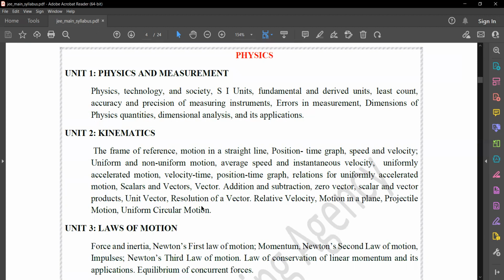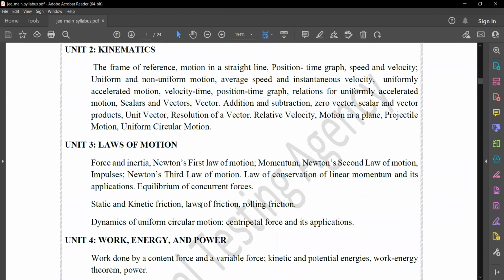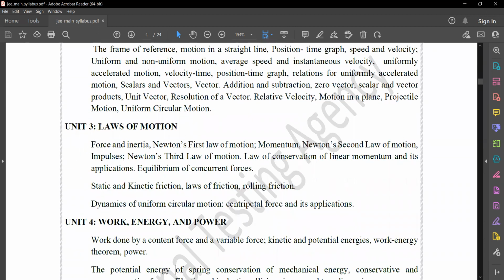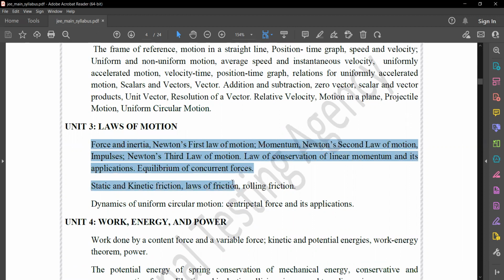Then chapter 5 of your NCERT book, class 11, laws of motion. In laws of motion, basically lots of questions are there, numericals especially. Newton's first law, second law, momentum, law of conservation of momentum and its application, static and kinetic friction, laws of friction, rolling friction, dynamics of uniform circular motion, centripetal force and its application.